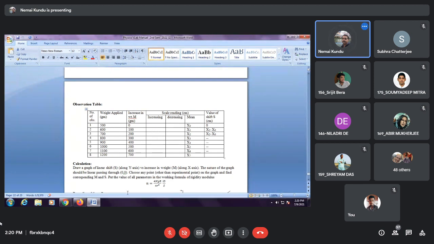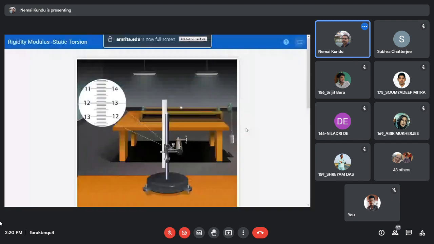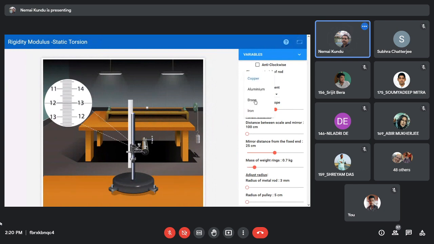Now we take the reading by applying the load. At first choose the material of the rod. Suppose we choose brass or aluminium, any of these. So you choose brass. Now the position of the telescope is fixed. Now this scale is seen in the aperture of this microscope, sorry, telescope. Now the mirror distance fixed is 25 centimeter. It's fixed.